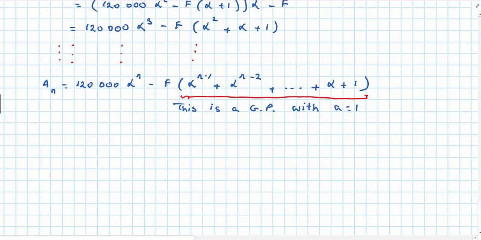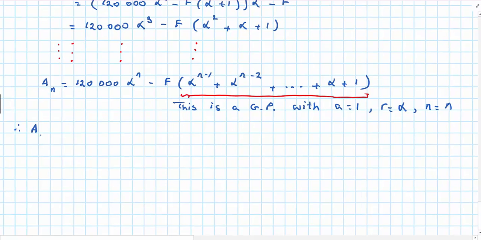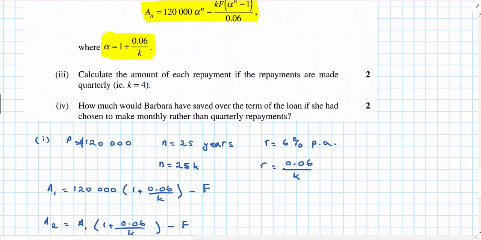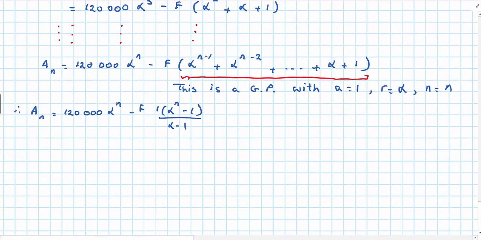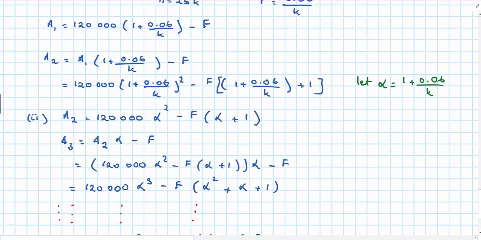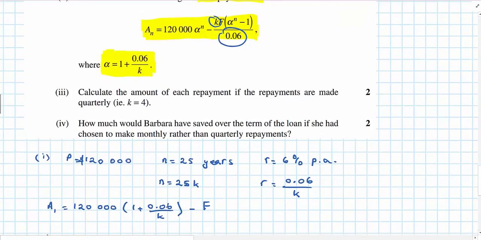So as before, a is 1, r is alpha, and n is n. So A_n, and that sort of looks like what was in the question, except they have k and 0.06. So let's see how we can reintroduce that back in so that it looks as required by the question.